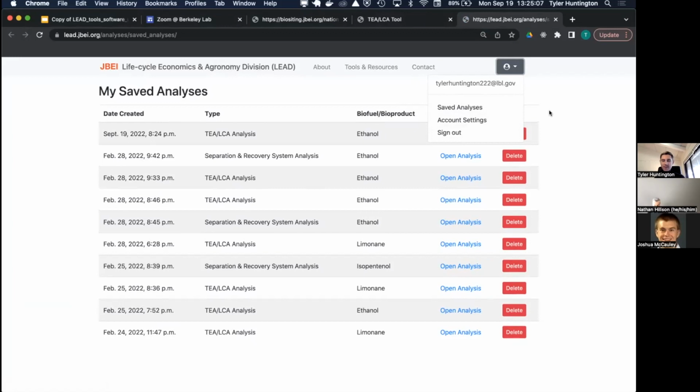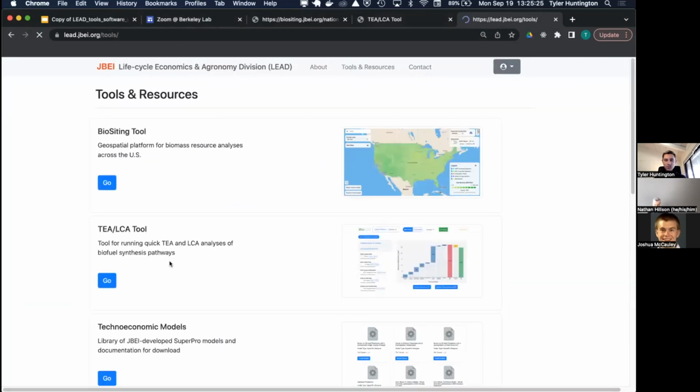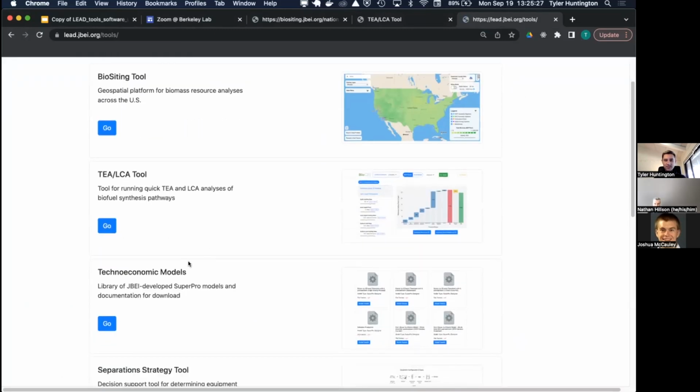So while it might seem like an obstacle for getting users to initially get access to the tool, it's totally free to make an account. It's pretty easy, and once you do, you get this nice feature of saving analyses. So that's a pretty good summary of the TEA LCA tool.